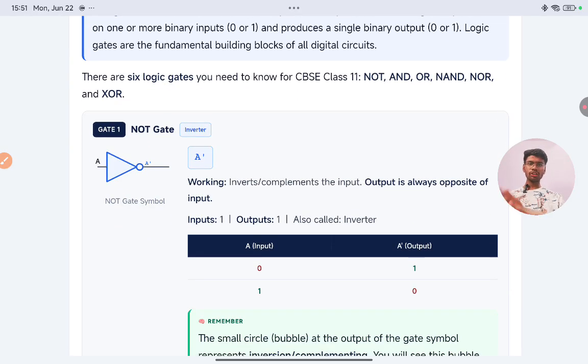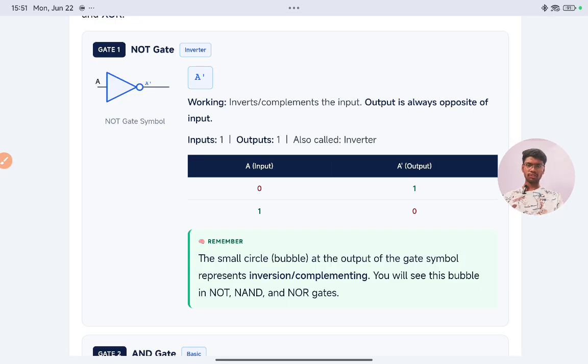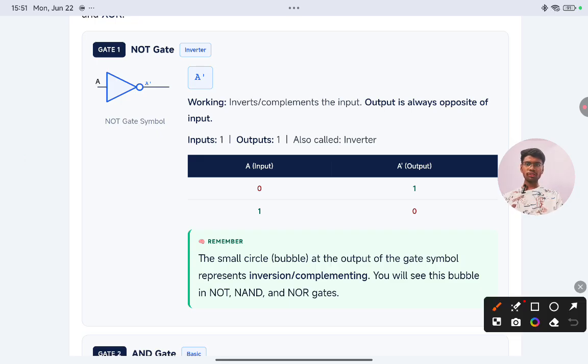The main six logic gates are in the syllabus for class 11. NOT, AND, OR are the basic ones. NAND and NOR are the universal gates. We can make any gate using these two gates. There is XOR, the exclusive OR gate. Let's start discussing with the NOT gate, the easiest gate actually. The NOT gate is represented using this sign.